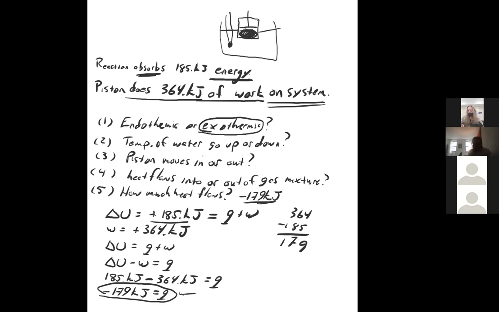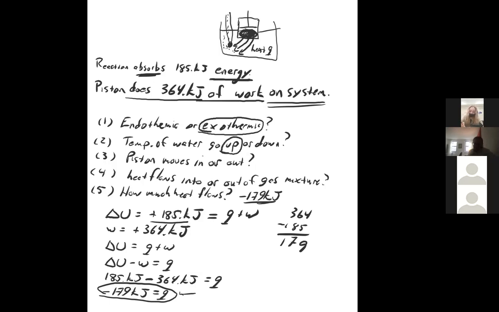Okay. Now, let's get to the temperature of the water. If it's exothermic, that means heat's going from the gases into the water. So that's heat flow. If heat goes into the water, the temperature of the water is going to go up. So our answer there would be up.